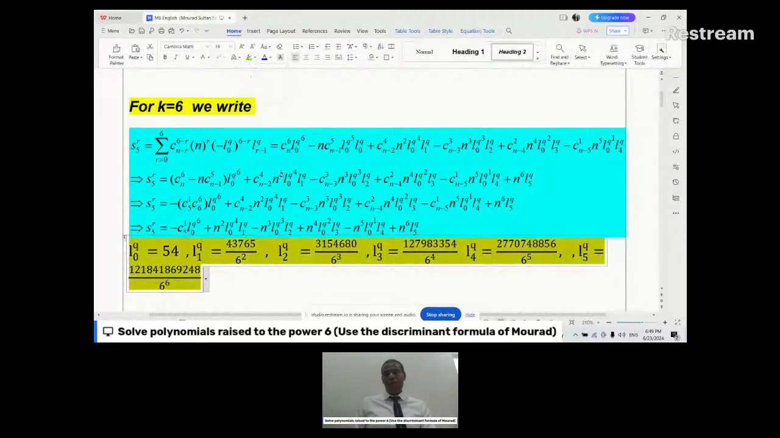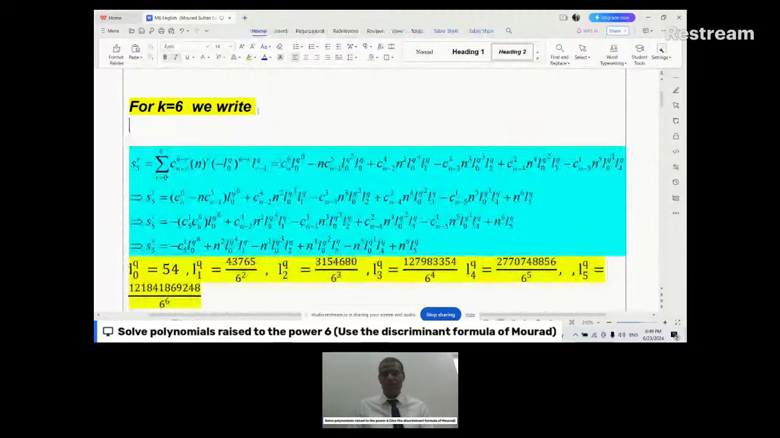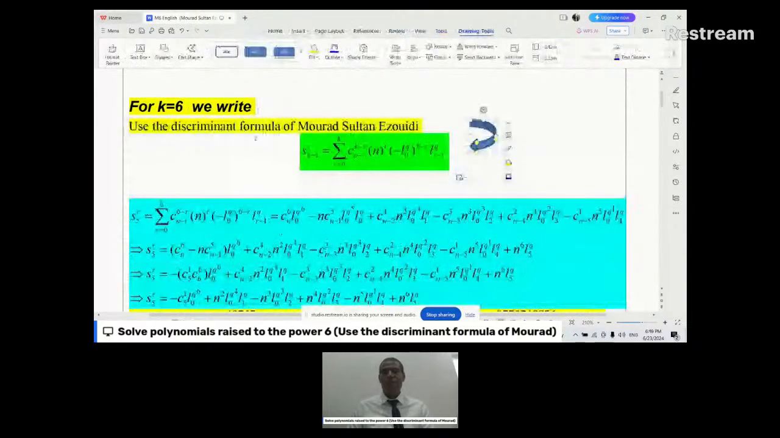Okay, so this one is the formula for k equals 6. We will write the following. This is first the discriminant formula of Mourad Sultan Ezouidi. I will just substitute k with 6. S6 minus 1 will give you S5. K is 6, that's why it is written 6.